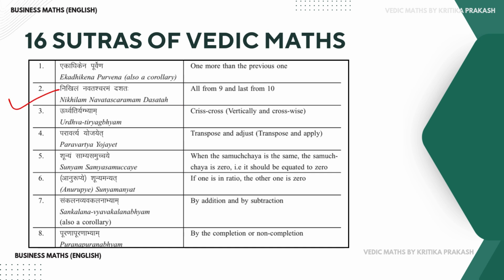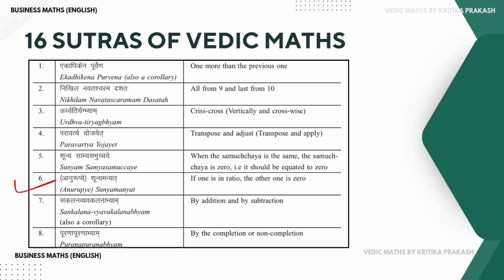Second is calculation which represents all from 9 and last from 10. So this is the calculation that represents the Purak calculation. Third sutra is representing the crisscross calculations or the vertically and crosswise calculation. Fourth one is transpose and adjust. So this is the calculation related with transposing and applying it. Fifth one is when the samuchaya is the same, the samuchaya is 0. It should be equated to 0. So it is a calculation related with the values which is put to 0.